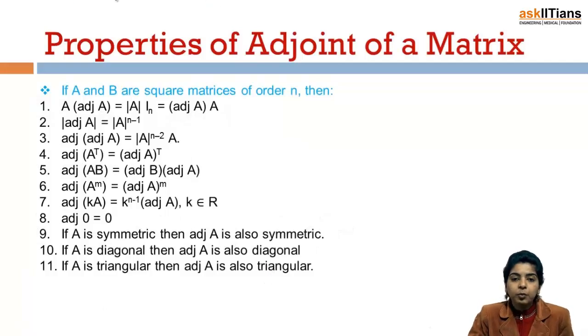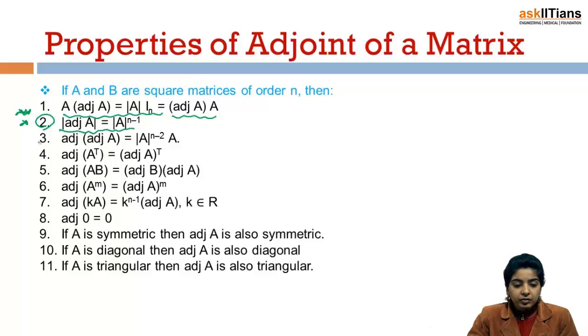Now we have certain important properties of adjoint of a matrix. If A and B are square matrices of order n, then A into adjoint of A would be equal to determinant of A into In, equal to adjoint of A into A. So if you multiply matrix A by its adjoint, that will be equal to determinant of A into identity matrix of nth order. Similarly, determinant of adjoint A would be determinant of A raised to n minus 1. This is important. This can be used in various questions as well.